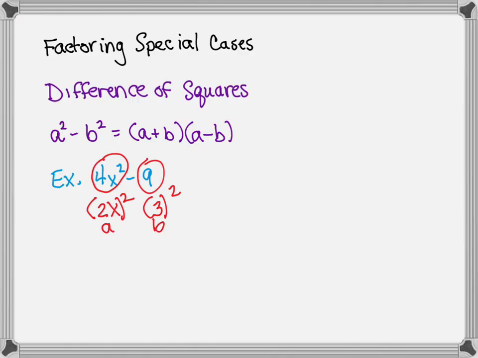So setting up for the right-hand side of the formula, we're going to set up two sets of parentheses. And then we're going to fill in the parentheses with a plus b and a minus b. But a is 2x, b is 3, and in one parentheses we'll put a plus, and in the other one we'll put a minus. So 4x squared minus 9 factors to 2x plus 3 times 2x minus 3.